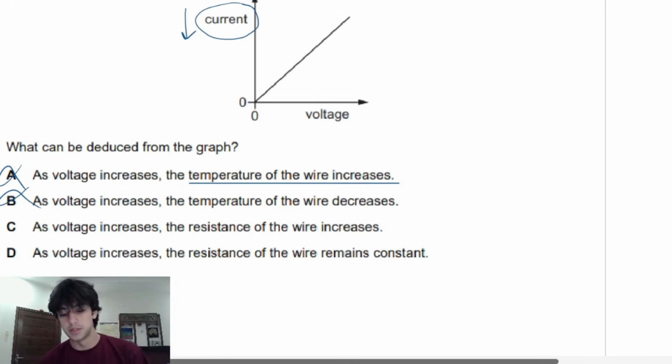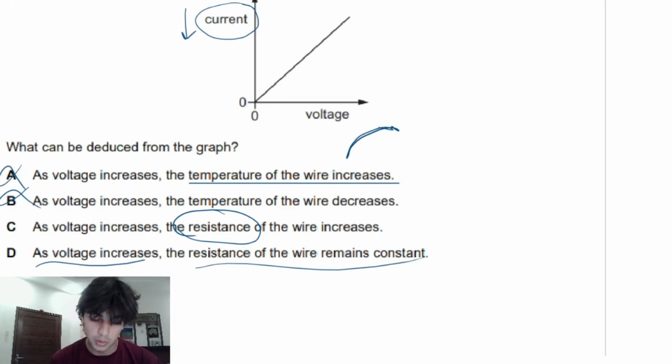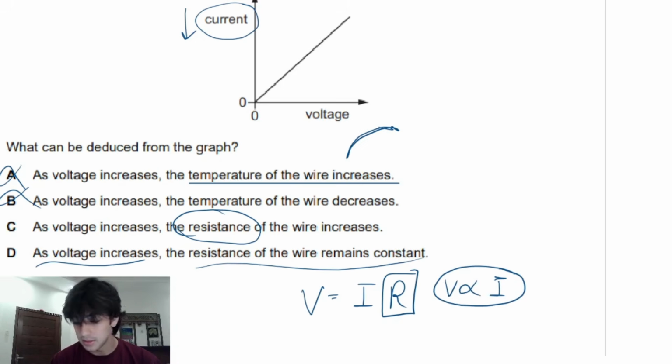As voltage increases, resistance of the wire increases. Again, there is no correlation over here because if the resistance was increasing, the current would start sloping down, okay? बस यही point है. As voltage increases, resistance remains constant. That should be it, क्योंकि if you look over here, V is equal to IR, and if R is constant, V or I directly proportional हो जाते हैं, okay? And as a result of that, we're gonna see this straight line.